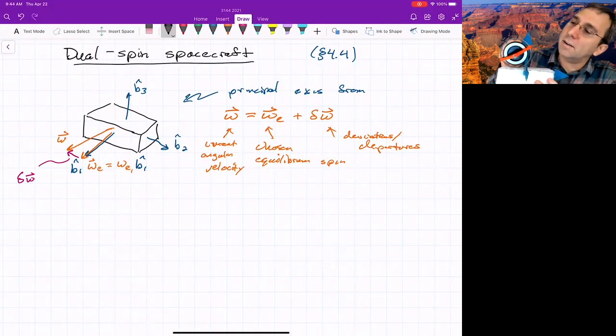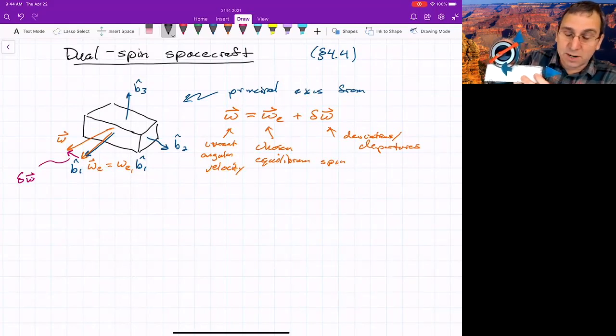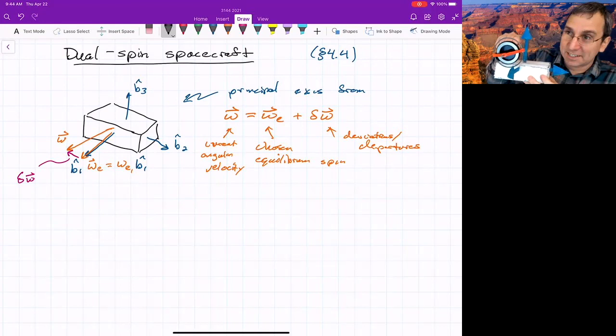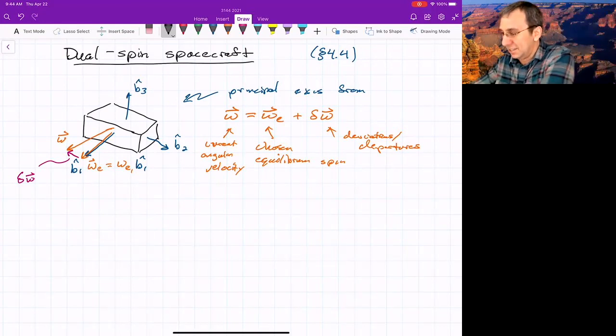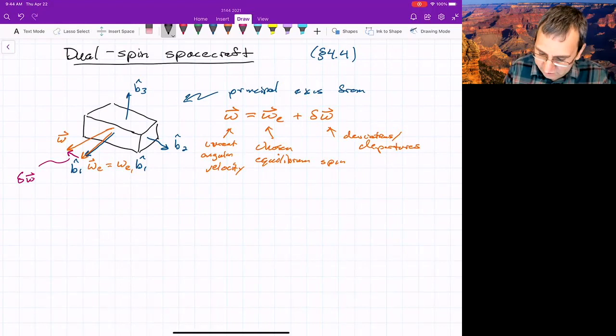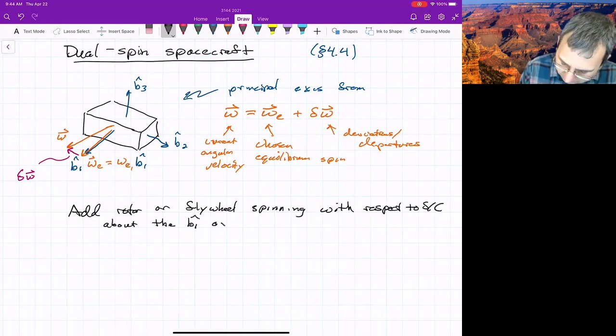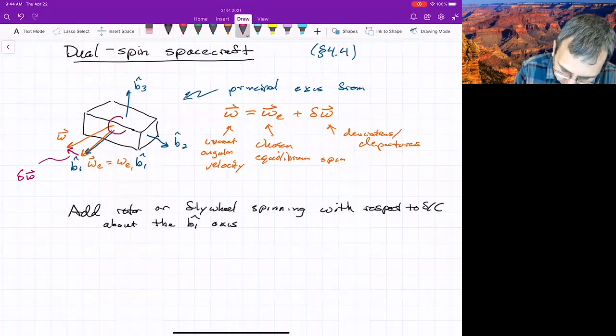And the thinking is that I could then stabilize that axis, no matter what it is, whether it's the minimum, maximum, or intermediate. The real fun comes with stabilizing the intermediate axis, because otherwise it is not stable, not in the least. So we add a rotor or flywheel spinning, and this is key, with respect to the spacecraft about the B1 axis. So if I were to add in a flywheel, and it's not going to look very good, something like that, that's not bad. That's not bad. But this thing is spinning.